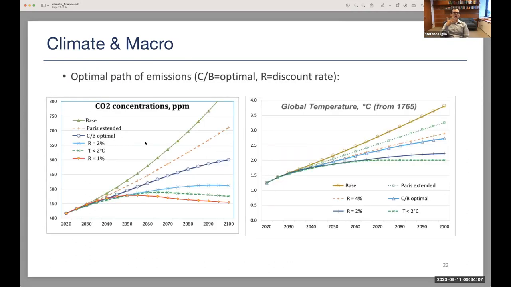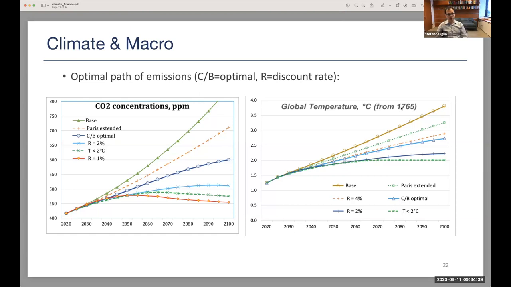And what does the model generate? The model can generate basically projections, okay? It can generate projections according to whether, for example, you follow the optimal path. It tells you, look, if you optimize your emissions, then you're going to follow this path. That's what's going to happen to temperature, that's what happens to consumption, and so on. So these are some paths of CO2 concentration and global temperature according to different projections, okay?